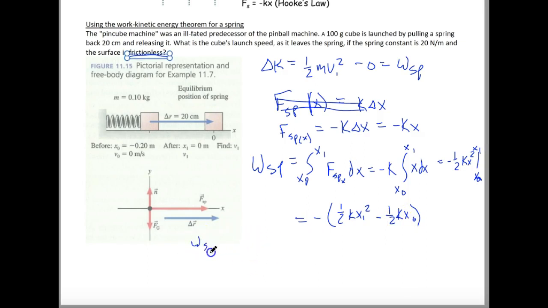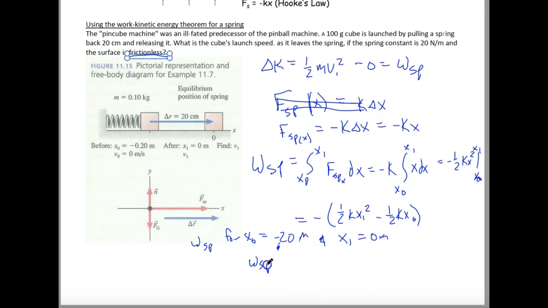The work done by the spring, for x0 is equal to negative 0.20 meters, and we're looking at it going to x1, which is 0 meters. So that's essentially what's happening. We've compressed it, so we've gone negative 0.2 meters, and then it extends out to where it's no longer extended, and that's where it has released all of its energy.